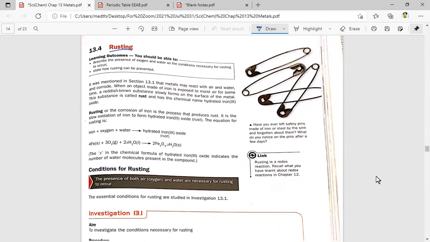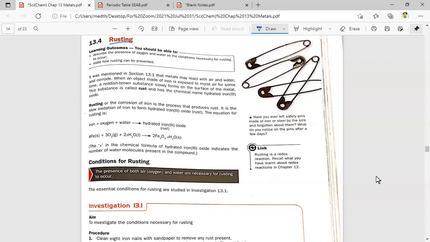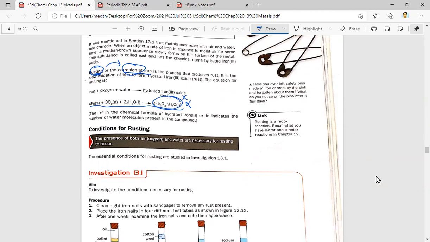Okay, so first thing you need to know is that rusting is the corrosion of iron. Now, the equation here, you don't need to memorize. The main thing you need to know is for rusting to occur, you need oxygen and you need water. So you need these two to be present in order for rusting to occur, oxygen and water.